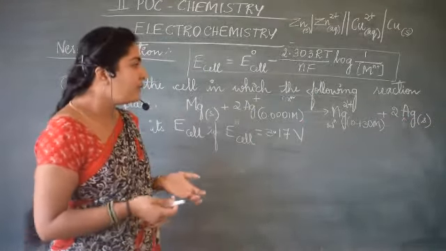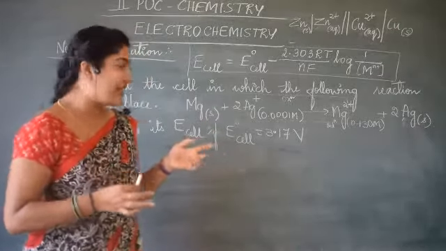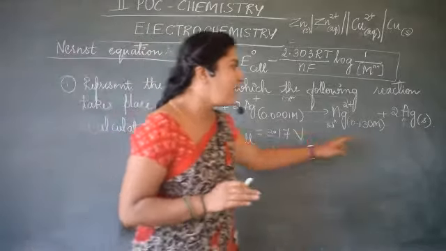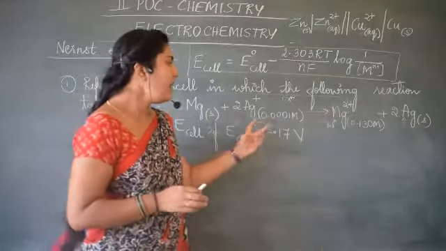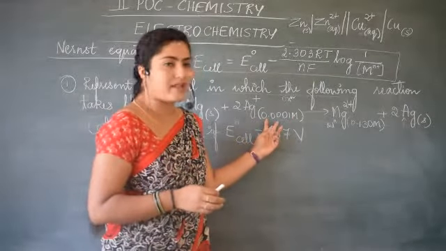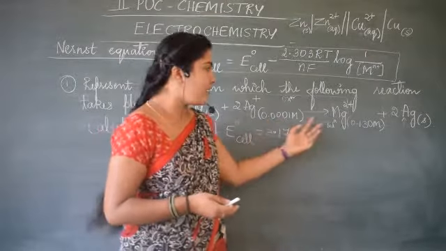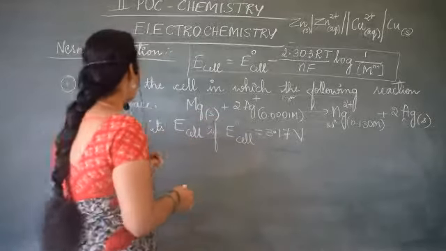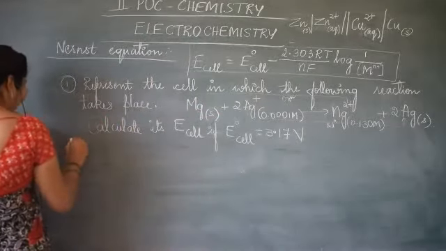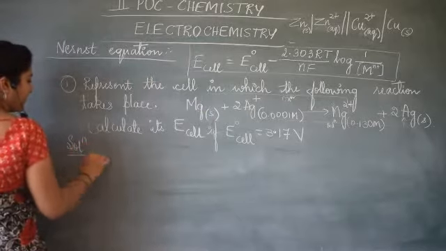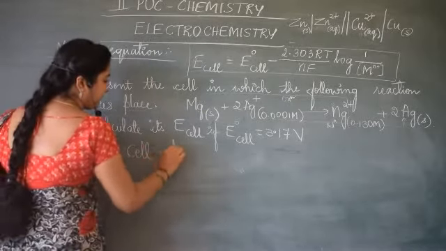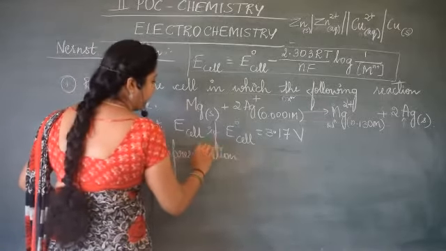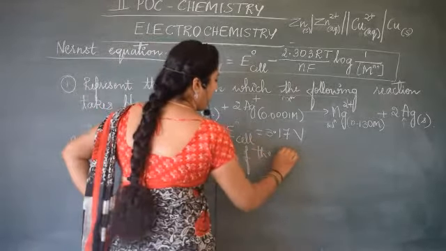So shall we write the cell notation? Since it is the electrode metal, they have mentioned solid. Here also solid means it is metal. Whereas instead of mentioning aqueous, they have given the concentration of that solution. Even for Mg2+ they have given the concentration of the solution. So first you have to write the cell representation of the given cell, or of the given reaction.